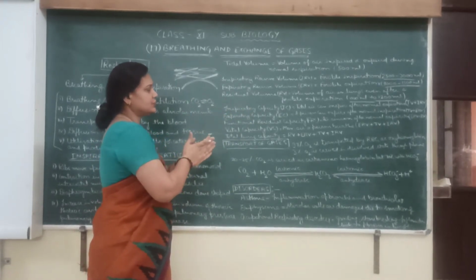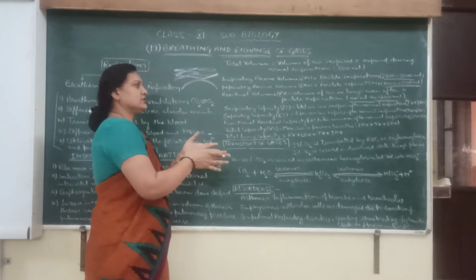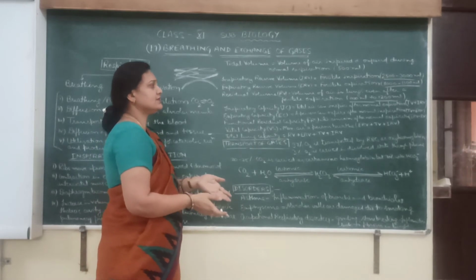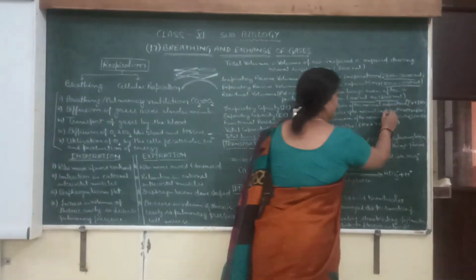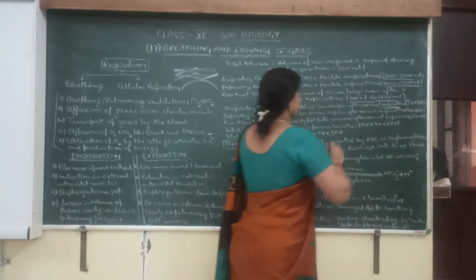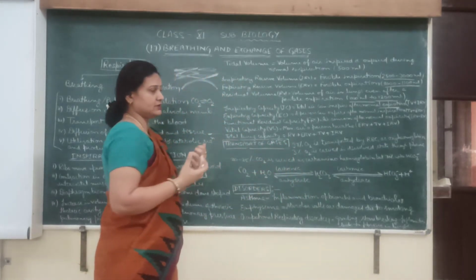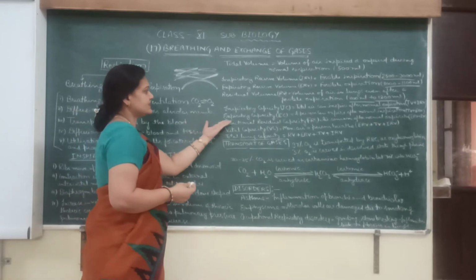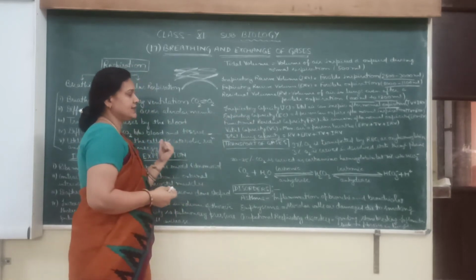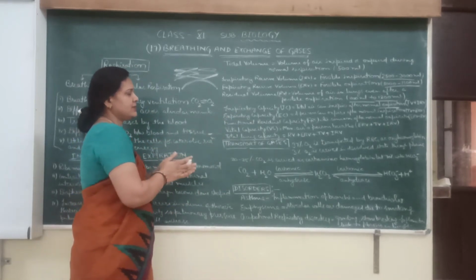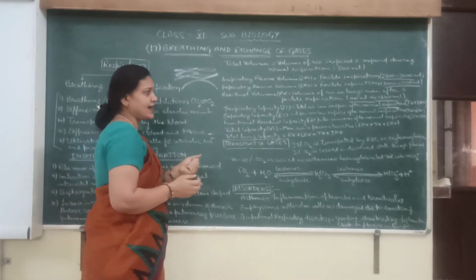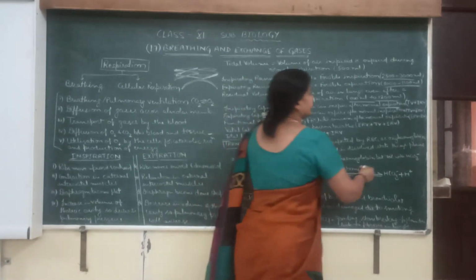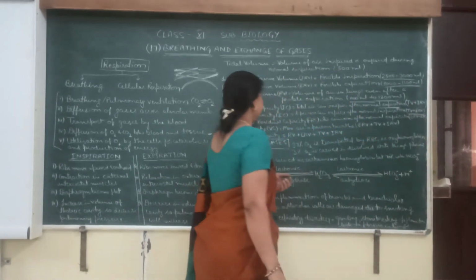Inspiratory capacity is the total volume of air one can inspire after normal expiration. This is TV plus IRV. Then the next is expiratory capacity, EC. Expiratory capacity is the volume of air a person can expire after normal inspiration. It is TV plus ERV.